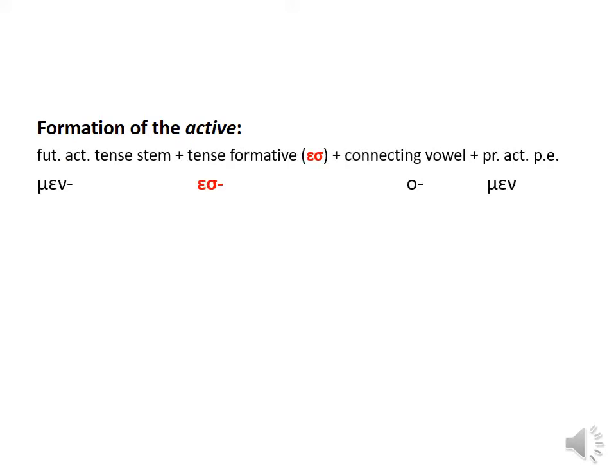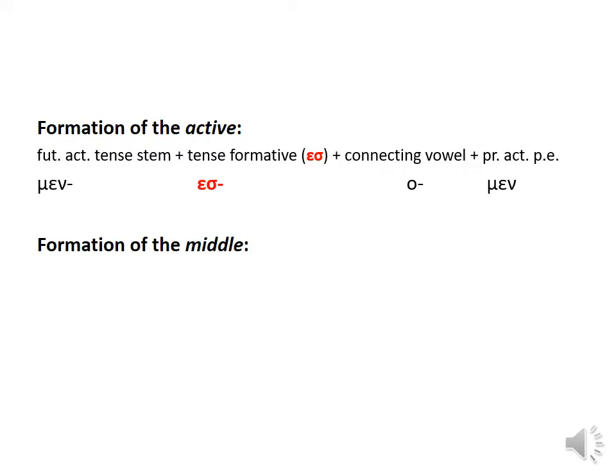Okay, so the formation of the liquid future active. As we said, we use the second principal part, stem μεν. The tense formative is now no longer sigma, as it is for the regular future, but epsilon sigma, followed by a connecting vowel, which is based on the normal rules. Now, if you look at the tense formative followed by connecting vowel, you may, if you're very astute here, be able to figure out what's going to happen, which we'll look at in a second. And then we use our primary active personal endings, primary because we're in a primary tense, a non-past tense.